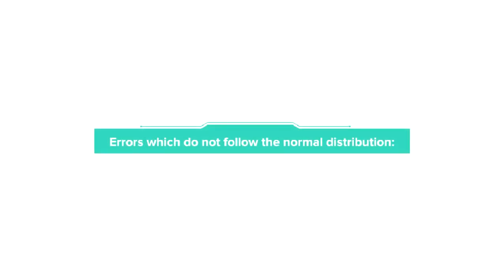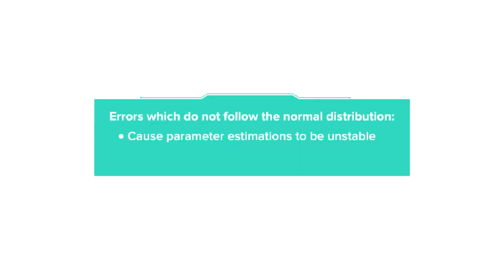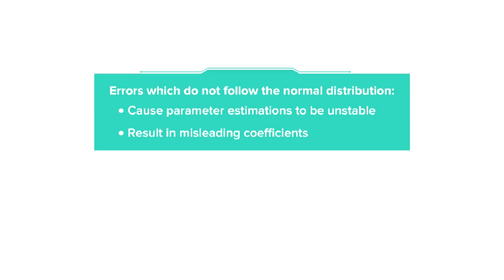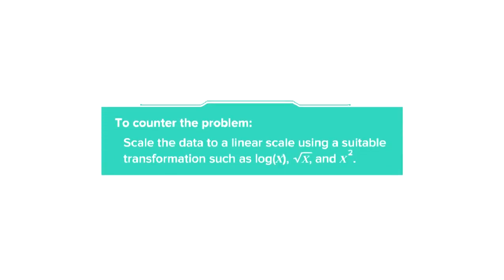Errors which do not follow the normal distribution cause parameter estimations to be unstable. As a result, the coefficients estimated can be misleading. The simple way to counter this is to scale the data to a linear scale using a suitable transformation such as log x, root of x, and x square.